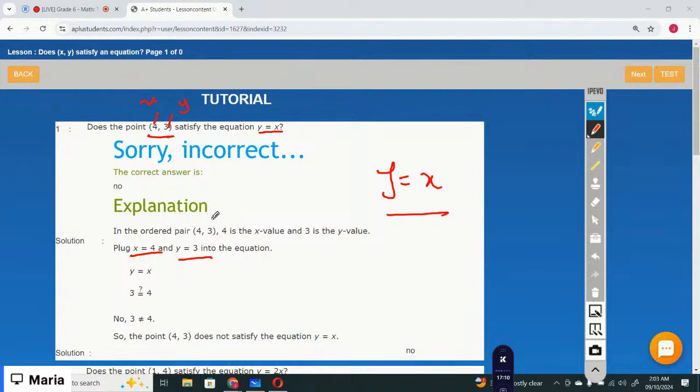You need to put these values in the equation. The equation is y equals x. y is 3 and x is 4. They are not equal. 3 is not equal to 4. So that means the point 4, 3 does not satisfy the equation. Got it?